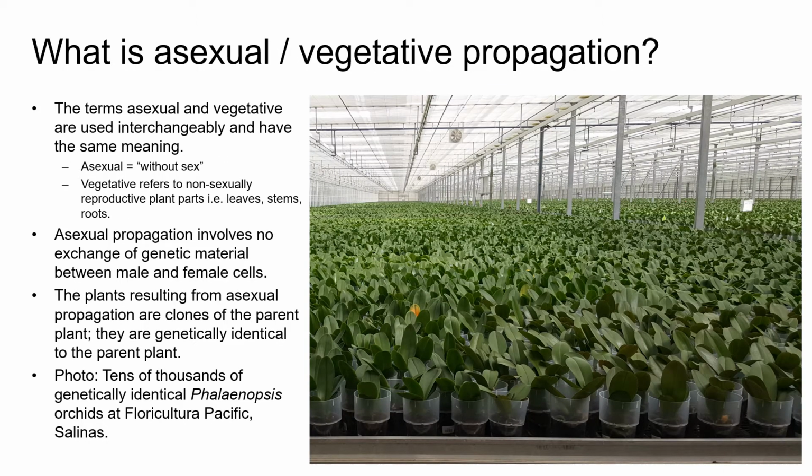Let's start by defining vegetative propagation. Sexual propagation, which involves producing new plants from seed or spores, involves the exchange of genetic material between male and female cells. In contrast, vegetative or asexual propagation involves no exchange of genetic material between male and female cells. The plants resulting from asexual propagation are clones of the parent plant, meaning they're genetically identical to the parent plant.